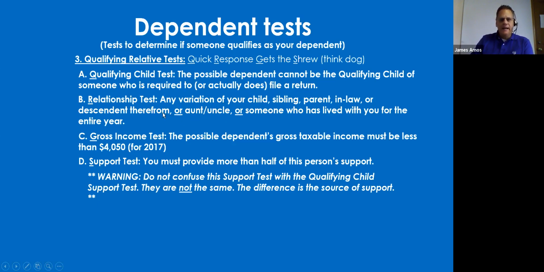So why do you think, backing up to aunt and uncle, this is broken out from up here? Why didn't I just say any variation of your child, sibling, parent, in-law, aunt, uncle, or descendant therefrom? Why do you think that is? Critical thinking here for a minute. This is where you start learning tax laws and understanding what they're doing. Well, let me give you a hint. I don't want a descendant there from your aunt and uncle, because you can't claim a descendant from your aunt and uncle. What do you call a descendant from your aunt or uncle?